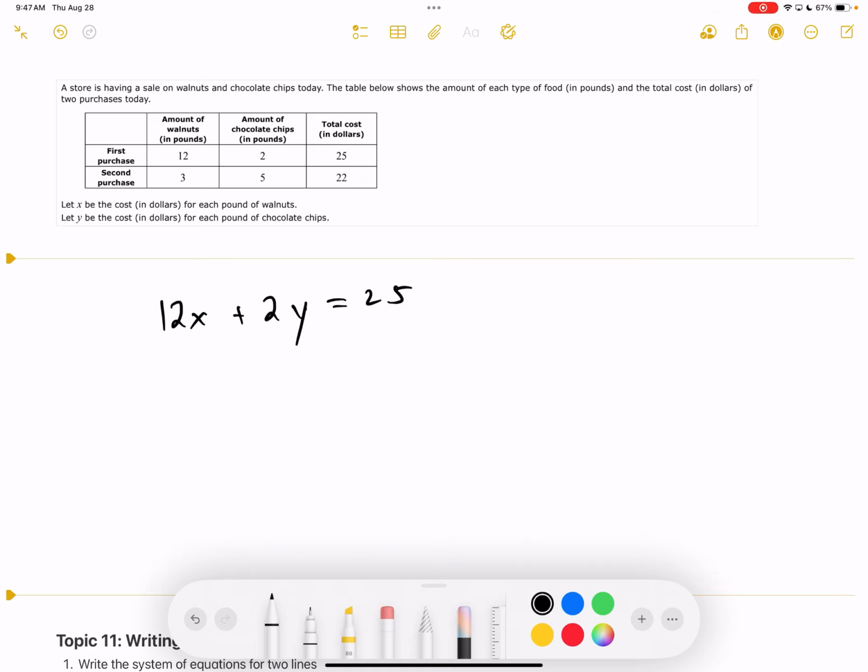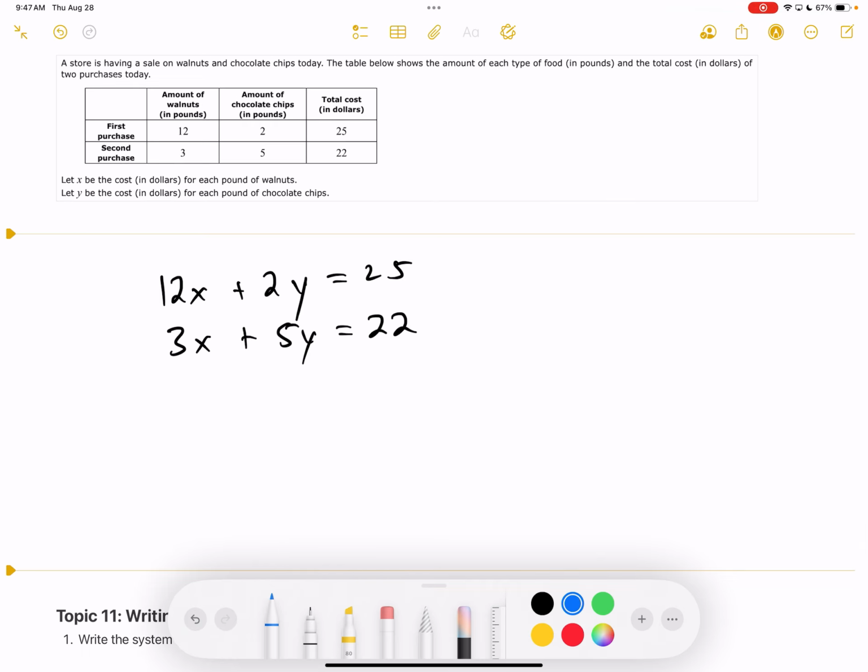So this one's going just straight across. The last one we kind of did the column. This one we're doing the rows. So 3 walnuts plus 5 pounds of chocolate chips equaled $22. So again, just pay attention to when it says X is the walnuts and Y is the chocolate chips, and that helps you make sure you know if you're looking at the columns or the rows.